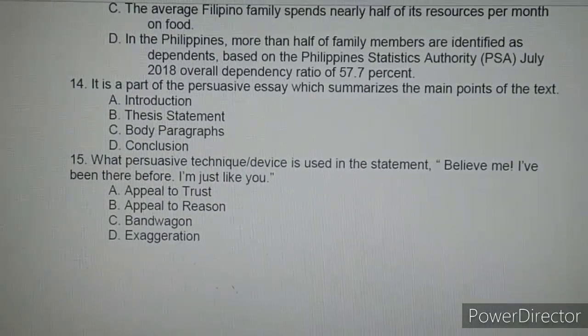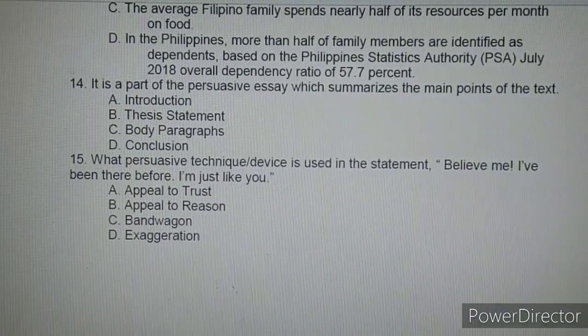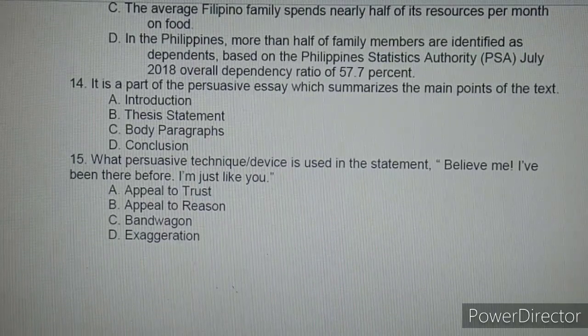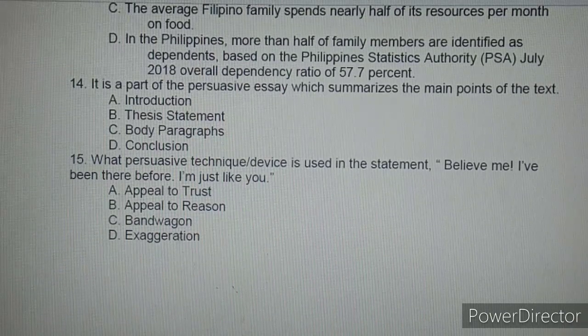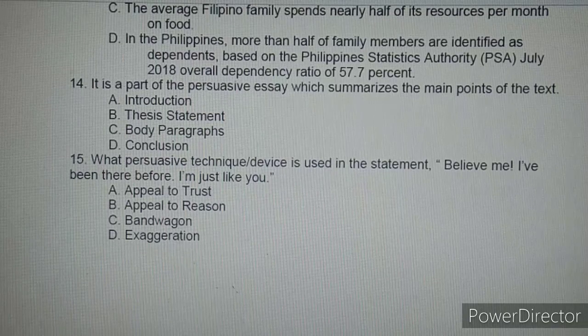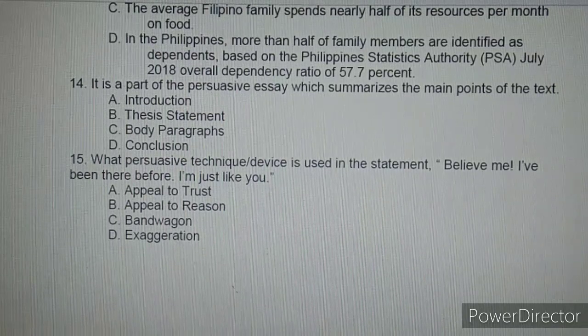Now let's continue. Number 14. It is a part of the persuasive essay which summarizes the main points of the text. A. Introduction. B. Thesis statement. C. Body paragraphs. Or D. Conclusion. The correct answer for number 14 is letter D.